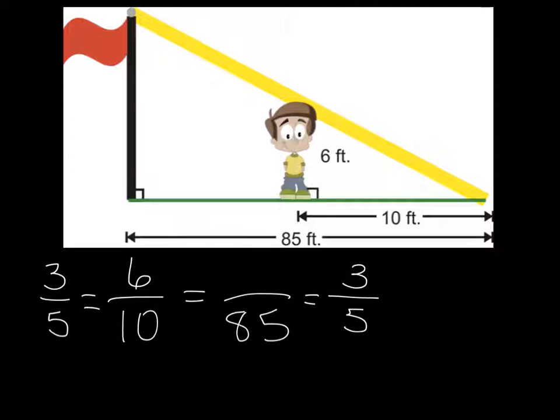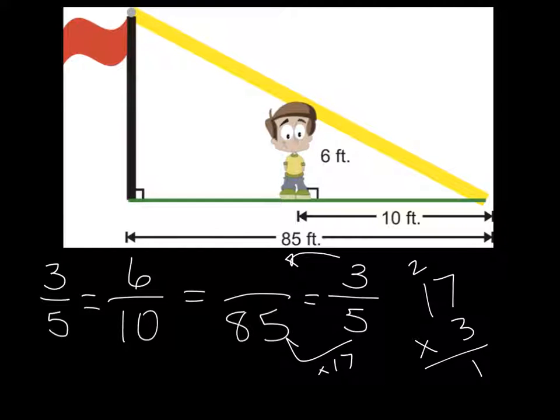So we're going to do 17 times 3 because this is times 17. This is times 17. 17 times 3. 21 plus 30 is 51. So we're going to say that this flagpole is 51 feet tall.